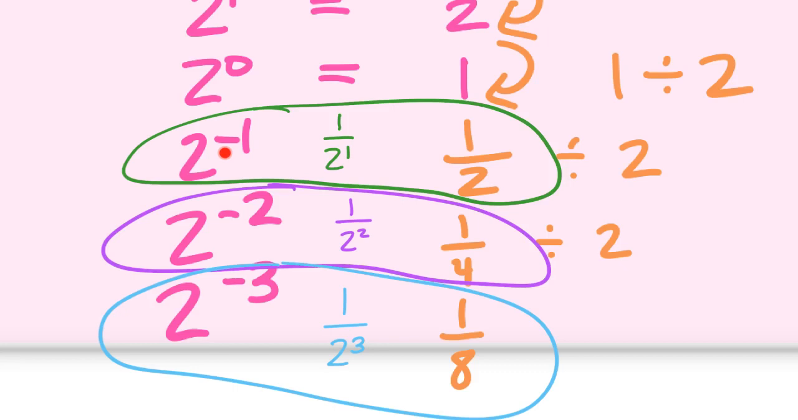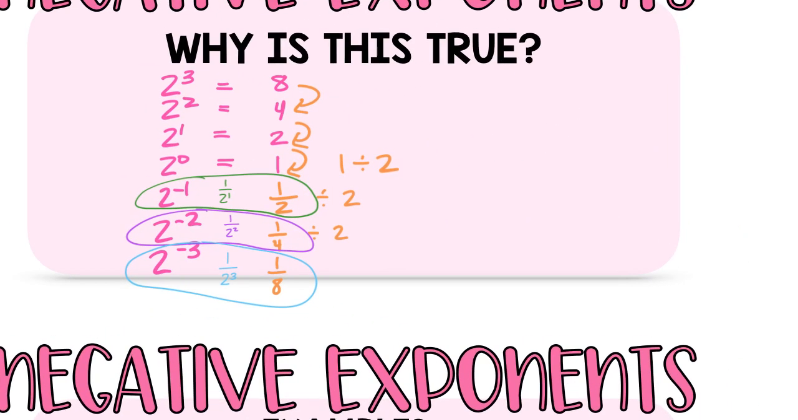This negative exponent became a positive exponent, and it just got moved to the bottom of a fraction. So 1 over 2 to the first, this one became 1 over 2 to the second, this one became 1 over 2 to the third. So that's kind of how negative exponents work. It's basically just dividing by the same number every single time.